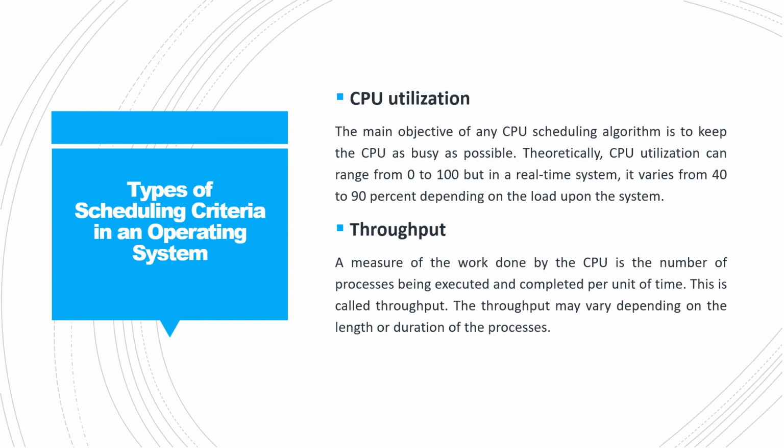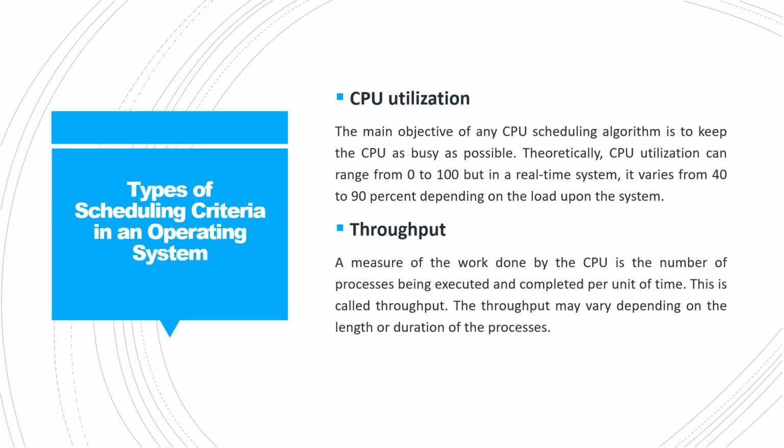Next topic is types of scheduling criteria in operating systems. Which criteria are used in operating systems for scheduling? There are five types. First one is CPU utilization. The main objective of any CPU scheduling algorithm is to keep the CPU as busy as possible. Theoretically, CPU utilization can range from 0 to 100%, but in a real-time system, it varies from 40 to 90% depending on the load upon the system.